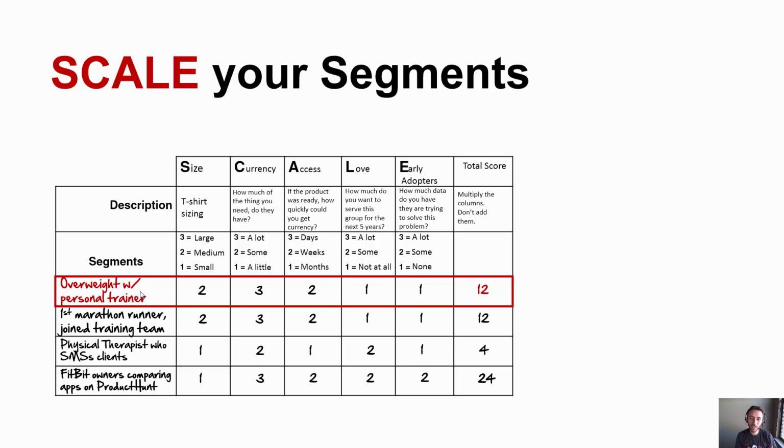So this represents a pivot. We're going to move our segment slightly from people who are just talking about apps on Product Hunt to people who are overweight with personal trainers and own a Fitbit, ideally. That's the segment we want to focus in on. So we're just going to shift our energy and go towards these people as opposed to continuing our broad segment focused on people who just own Fitbits and are talking about it online. So we're going to go to people who own Fitbits and have personal trainers. That's where we're going to morph our energy to.